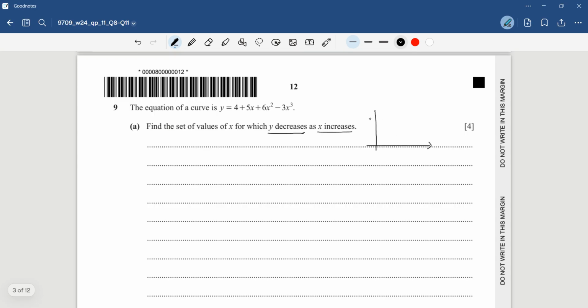Okay, the y is decreasing as the x is increasing. So it's something like this, correct? It's this way. So y decreasing, x increasing. So for example, at this point, we just compare this. So y1, x1, y2, x2. So from y1 to y2, y decreases, but from x1 to... sorry, it should be x1.